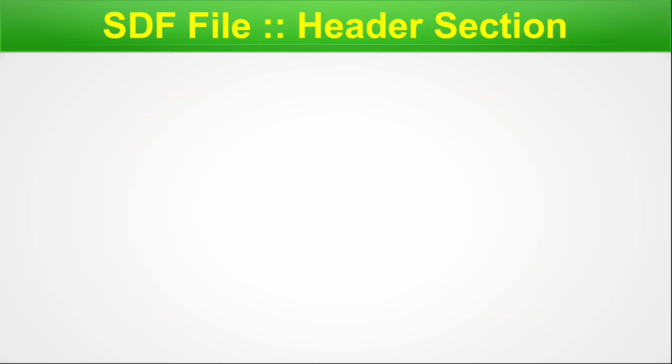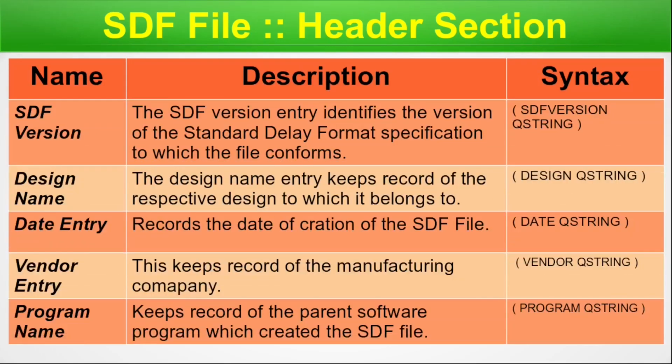Let's cover it up. In this and the next slide, we will have a short and sweet description of the header section using tabular data. Here we go with our table. So let me bring my mouse pointer here. It has come. So SDF version is here. There will be a tag of SDF version. The SDF version entry identifies the version of the standard delay format specification to which the file conforms. Then Q string. Q string is nothing but a string, that is text.